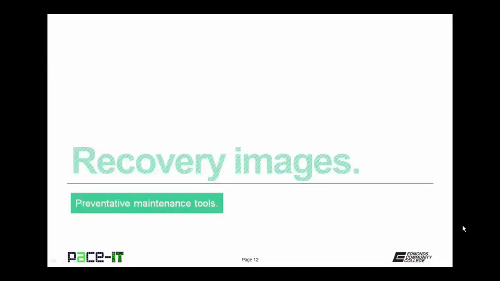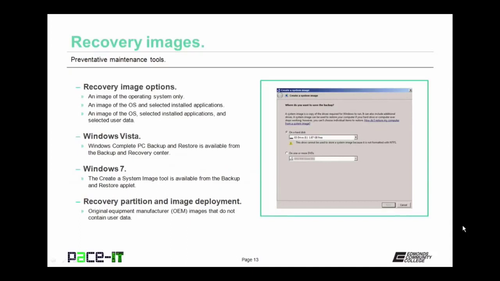Now let's talk about recovery images. So a recovery image contains an image of the operating system. It can contain images of all of the installed applications and all of the user's data. The ability to easily create a recovery image was introduced in Windows Vista with the Complete PC Backup and Restore utility, and it's available from the Backup and Recovery Center.